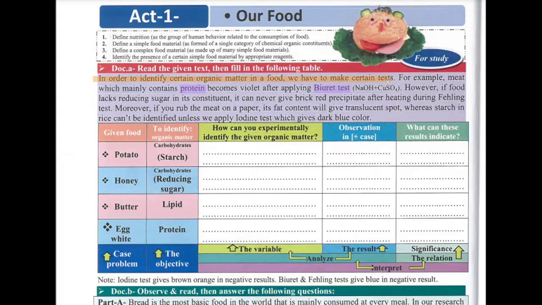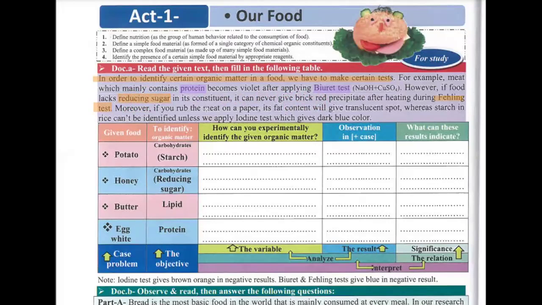If we want to identify the presence of proteins, we have to apply the biuret test, which gives us a violet color. If a food lacks reducing sugar in its constituents, it can never give a brick red precipitate after heating during the Fehling test. So we use the Fehling test to detect the presence of reducing sugars. All sugars are reducing except sucrose. And if a food contains a reducing sugar, it will give a brick red precipitate. So this is test number 2.